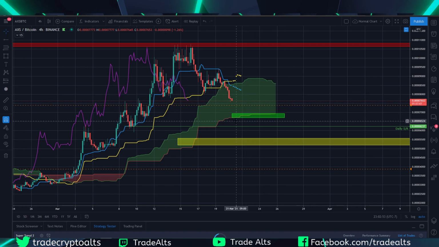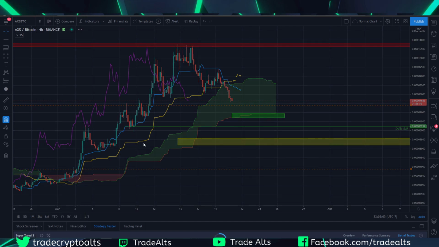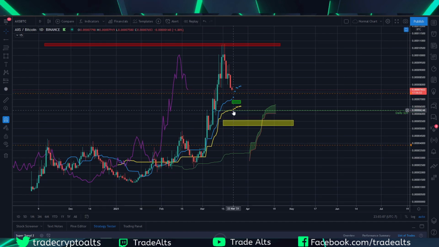So even if you got a close below here, that would be pretty bad. But you do have a support, so this daily support level, and also if you remember on the 1-day time frame, if we go back to that real quick, your daily Kijun sitting right here.